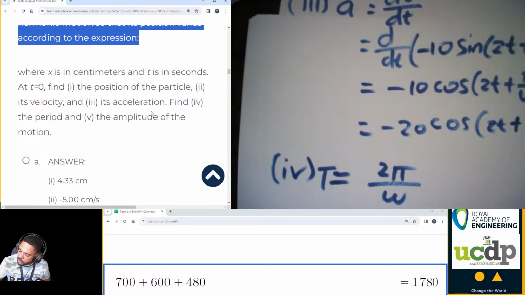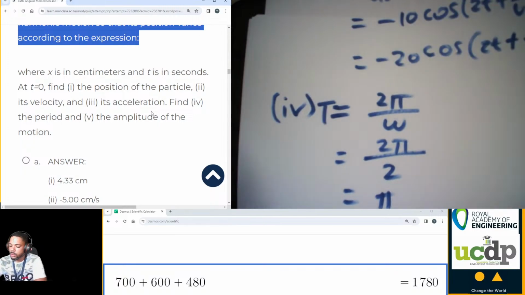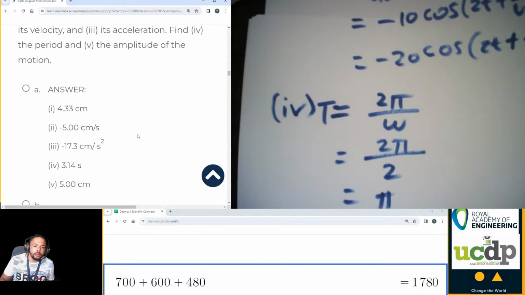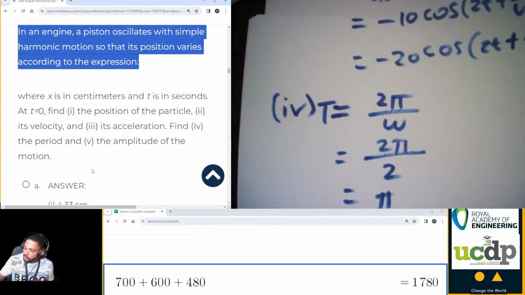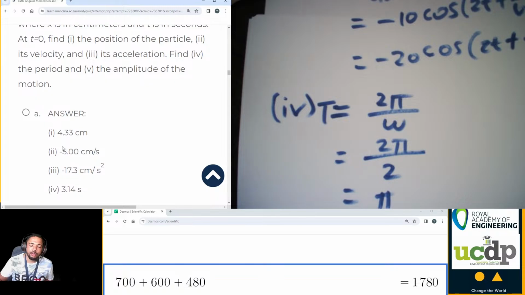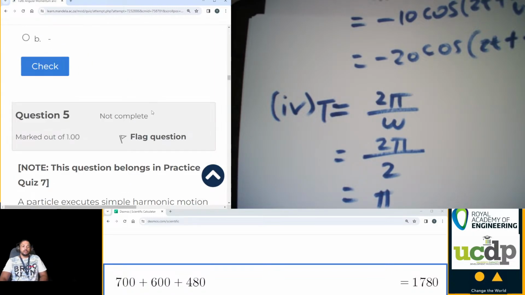The answer is pi, 3.14 seconds. And you can check there, it's 3.14 seconds. Now, the amplitude of this is just 5. You can read it off. 5 is the amplitude. It's just 5 centimeters. It's the number in front of the cosine of the original expression.